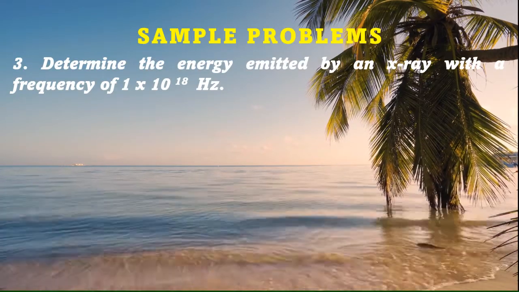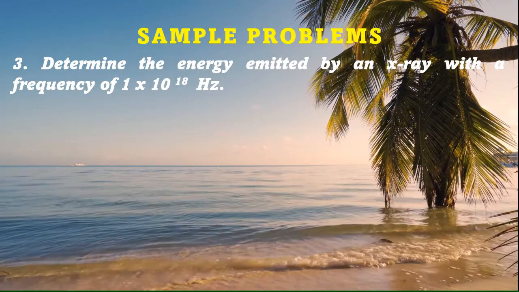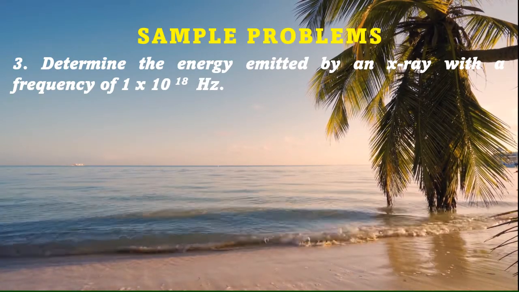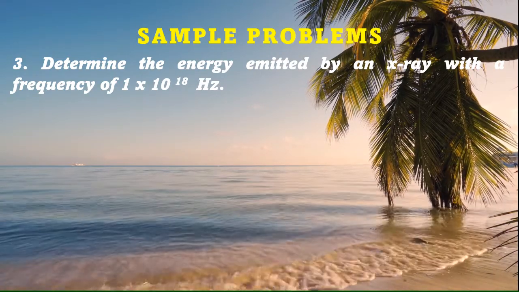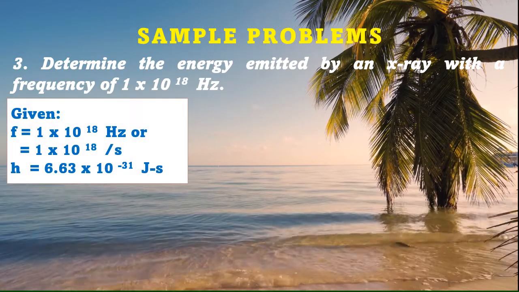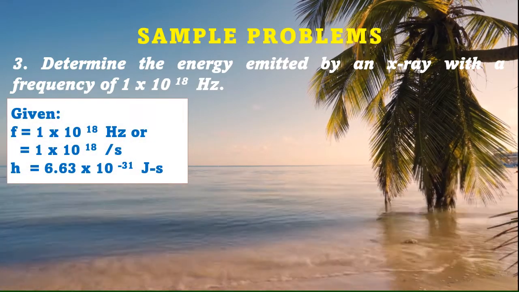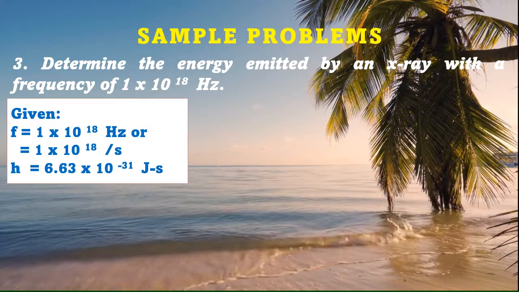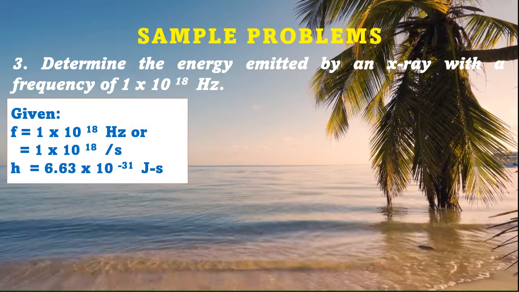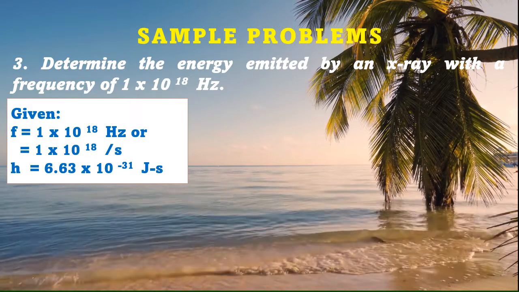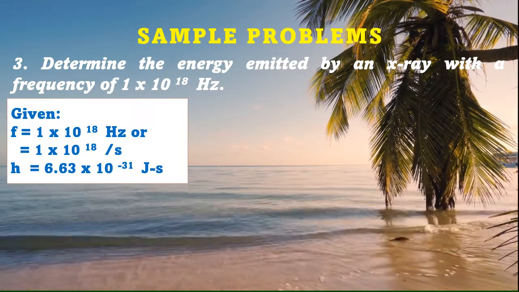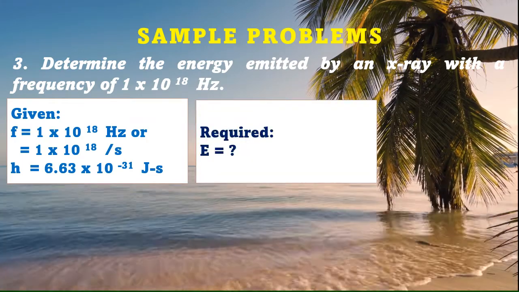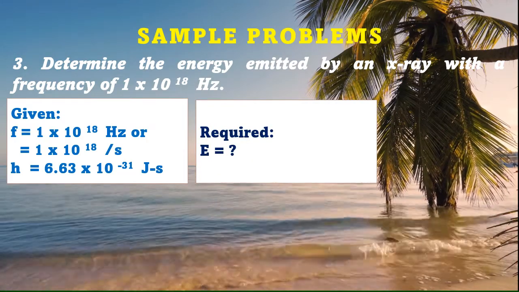Problem number 3. Determine the energy emitted by an X-ray with a frequency of 1 times 10 to the 18 Hz. Given, frequency is 1 times 10 to the 18 Hz, or 1 times 10 to the 18 per second. And we have the Planck's constant, which is 6.63 times 10 to the negative 31 joule second. And we are asked to solve for the energy.